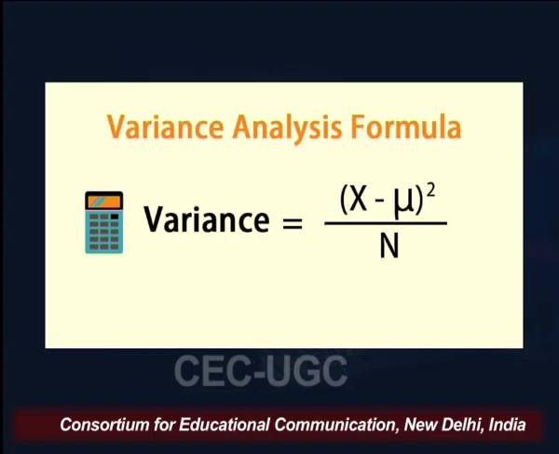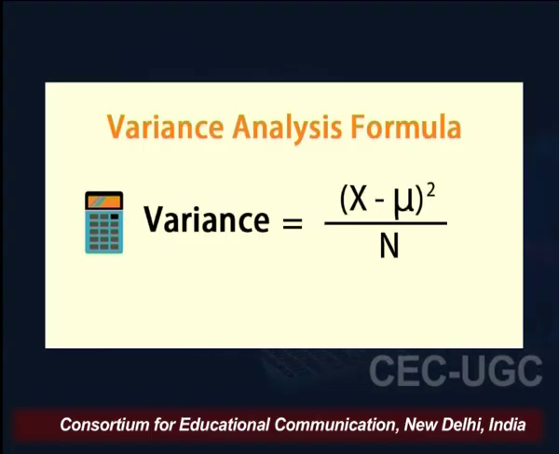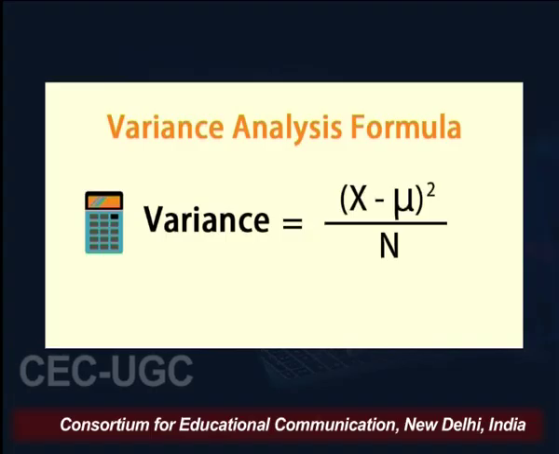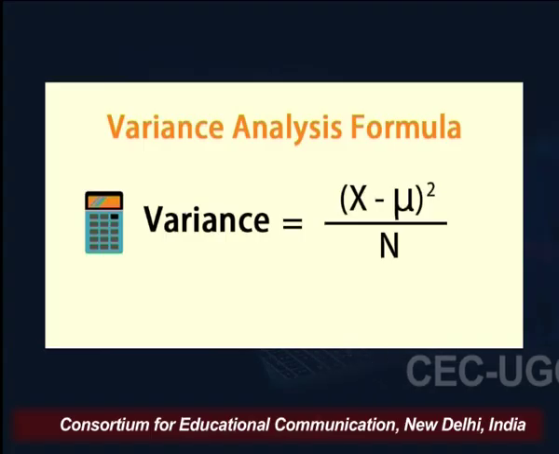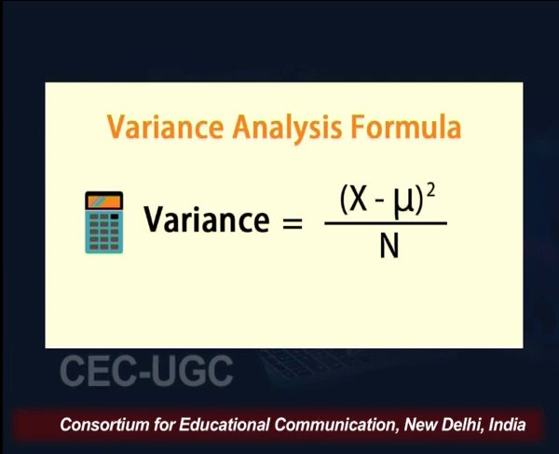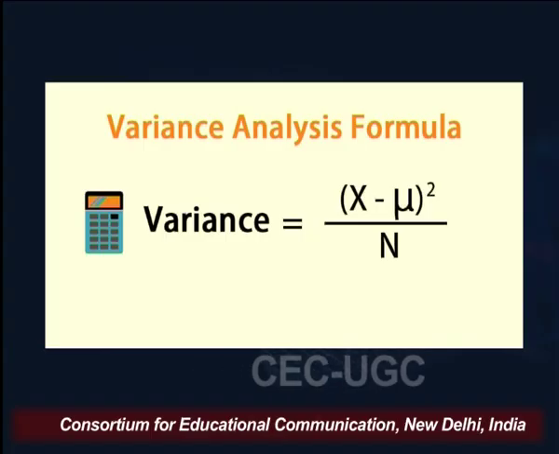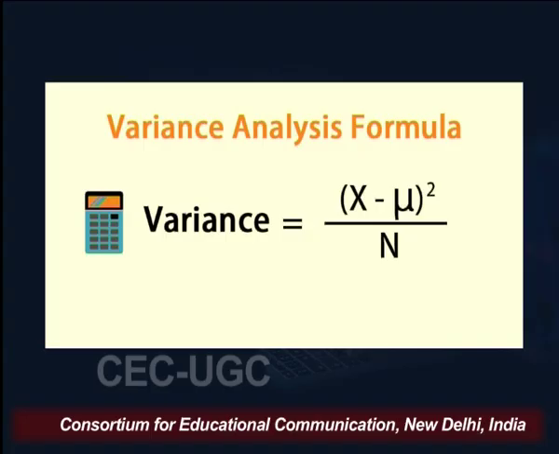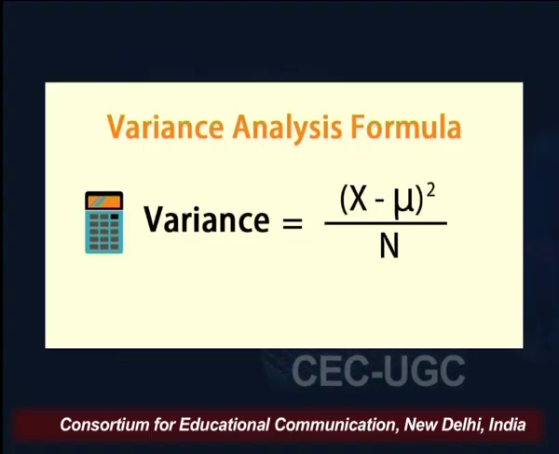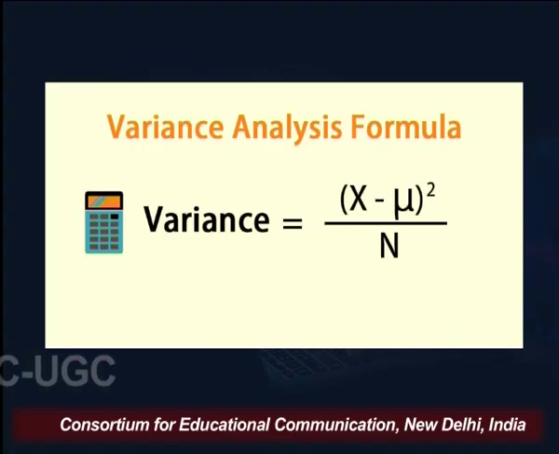As you can see on your screen, the formula for variance is quite simple. It says x minus mu squared upon n. X here denotes every single data point in your data set, whereas mu denotes the mean or the center value of your data set. So what does this formula say? For every value, we subtract the mean from the value, square it and divide it by the number of observations, and that tells us the variance of the data set. It's a very simple and elegant way to measure the spread across the data set.